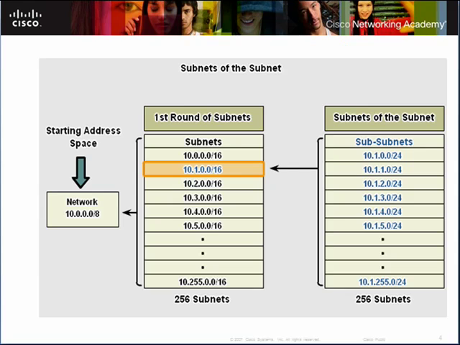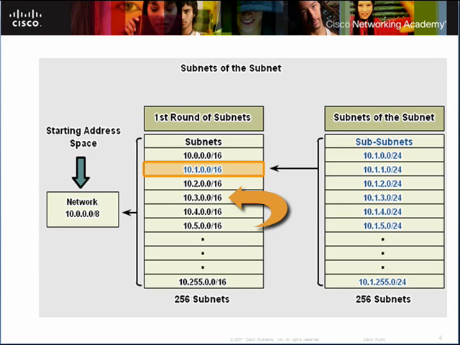This chart indicates network address 10.0.0.0/8. This address space can be divided into multiple subnets by borrowing more bits from the host portion. The second column indicates the subnets obtained as a result of borrowing 8 more bits from the host portion, which results in a prefix notation /16.